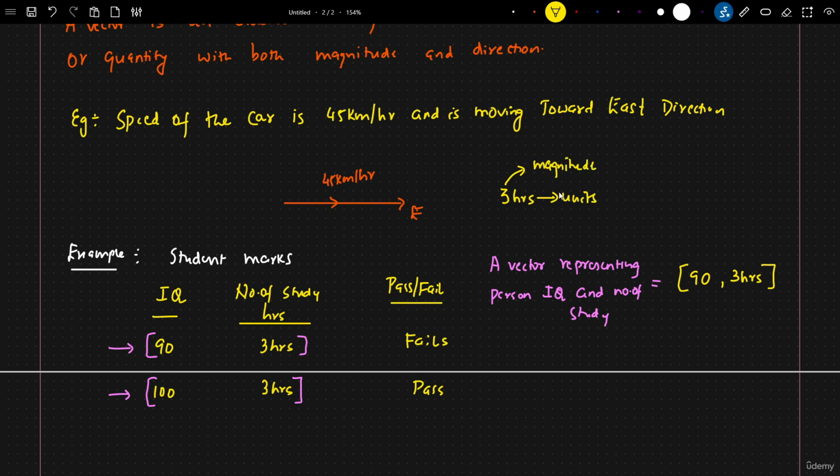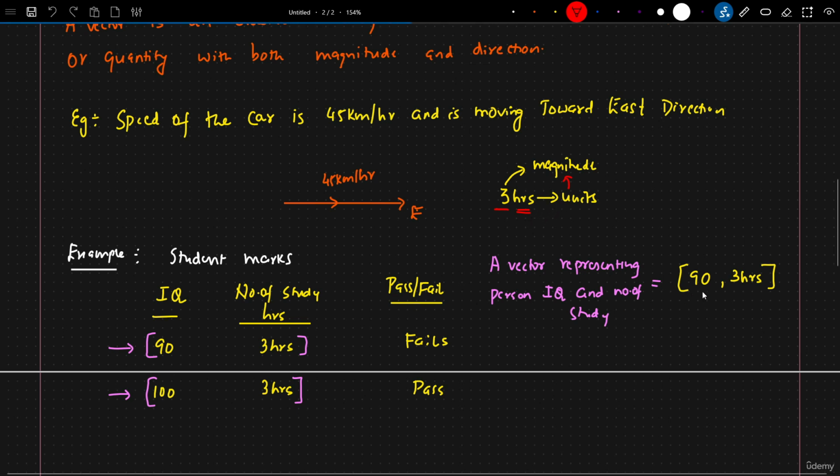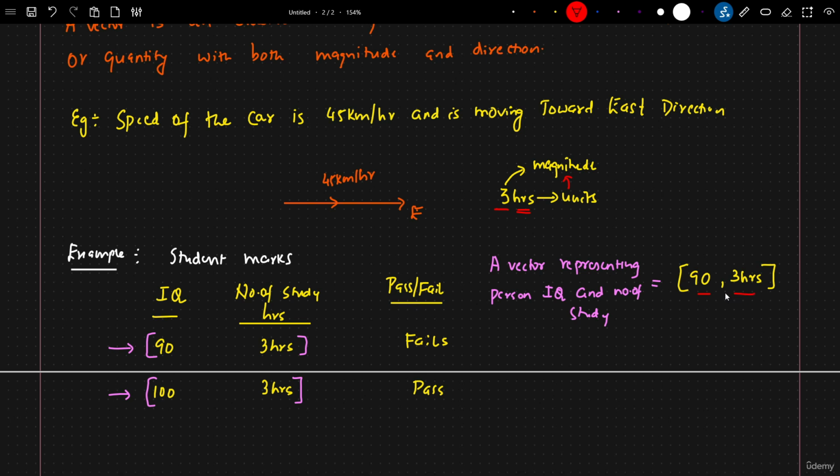Okay, understand this, it is really important. This 3 is basically the magnitude, and hours is the unit in which this magnitude is displayed. Again, with respect to different scalar values, this unit may change. It may not be the same for everyone. So in this scenario, I have a vector representing a person's IQ and number of study hours.